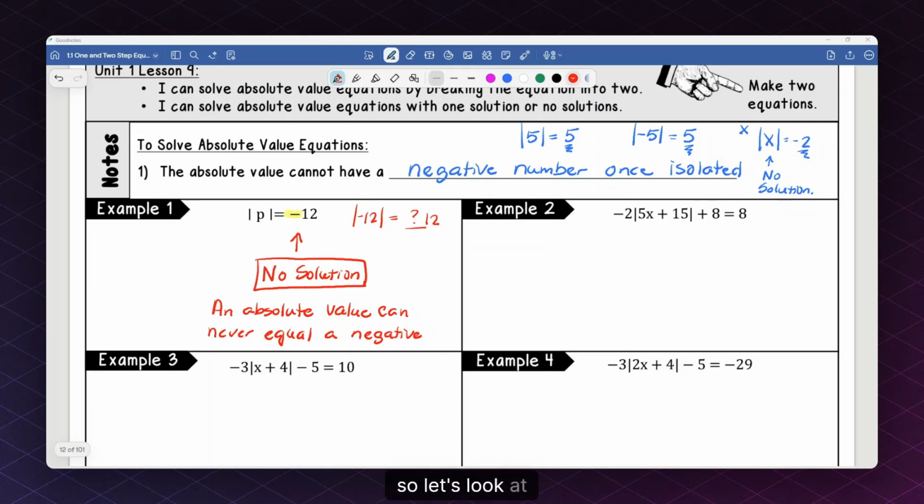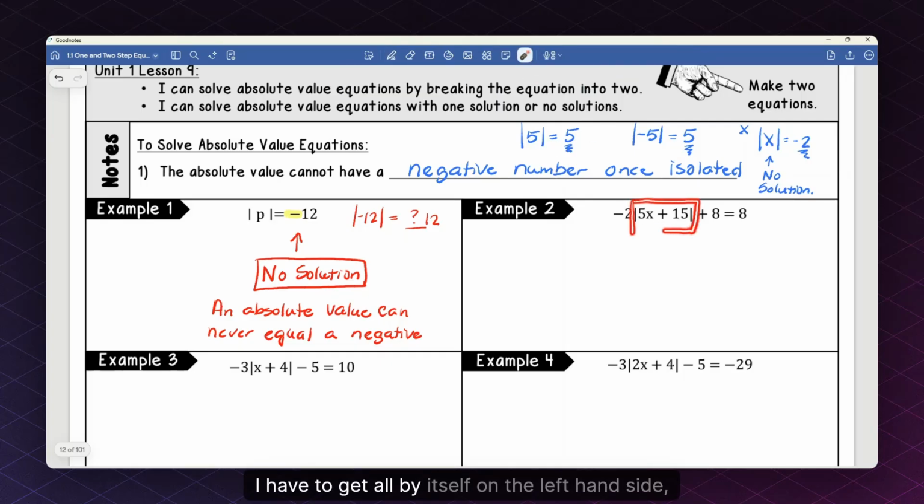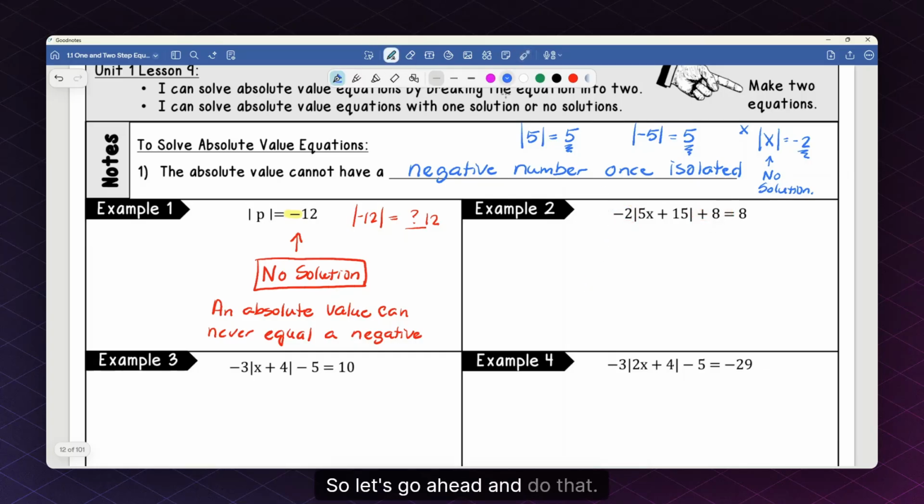Okay, so let's look at a little bit more complicated problem, and let's see what's going on with this. I have to get this absolute value by itself. This portion here, I have to get all by itself on the left-hand side, which means I'm going to have to remove this plus 5, and I'm going to have to remove this negative 2 coefficient. So let's go ahead and do that.